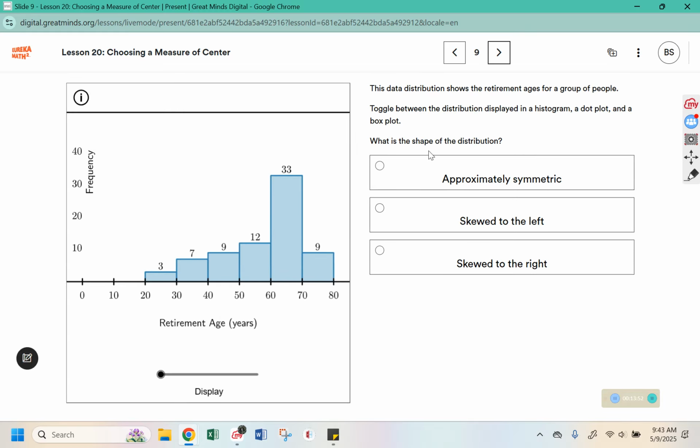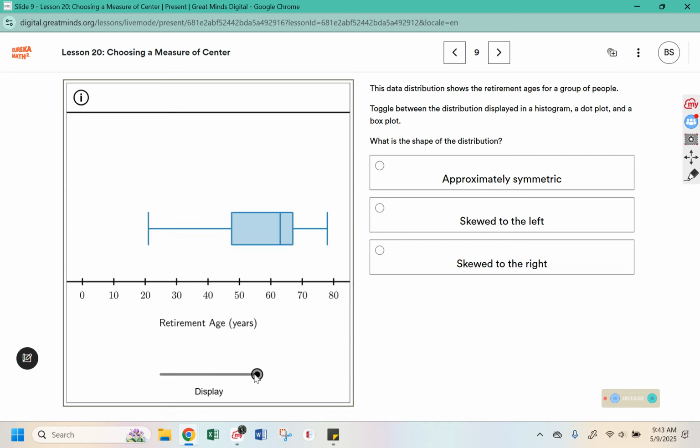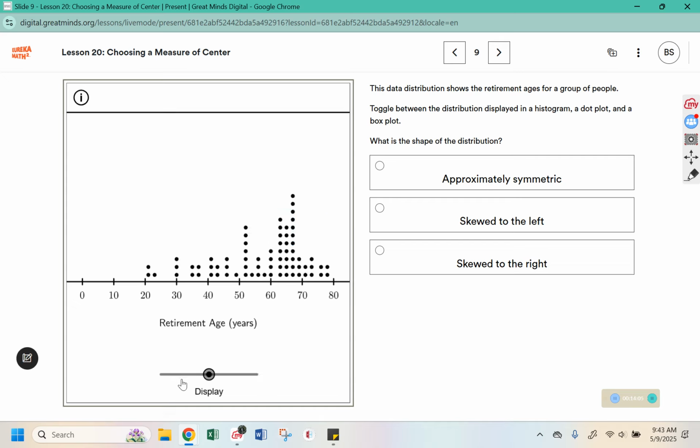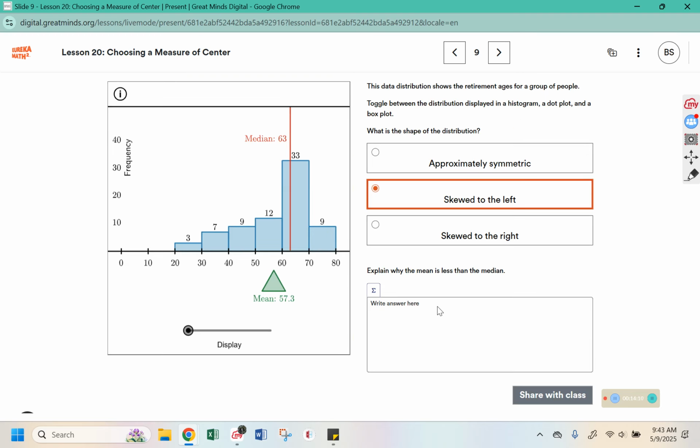This data distribution shows retirement ages for a group of people. Toggle between the distribution displayed in the histogram, dot plot, and box plot. This one is also skewed, but this time it is skewed to the left. Notice now that the mean is to the left of the median.